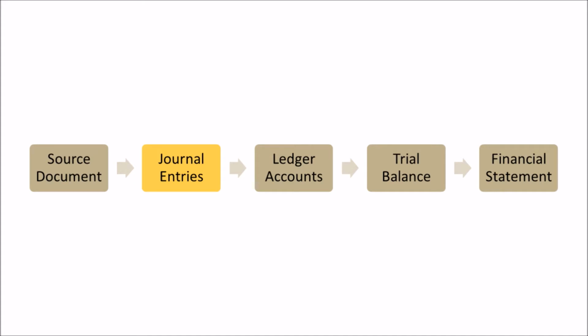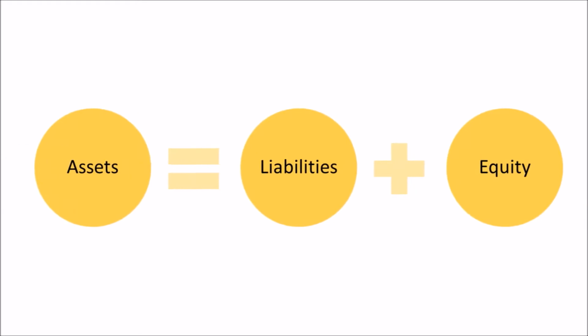Now, I will introduce you to the double entry system. But before I start, what is the accounting equation again? Where does an entity obtain its assets from? Internally and externally, right? Yes, assets equal liabilities plus equity.